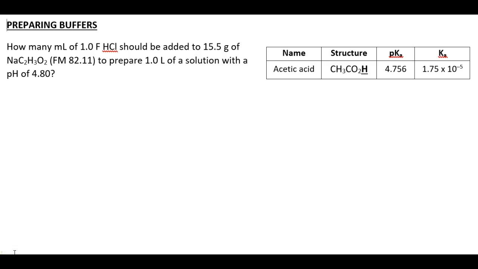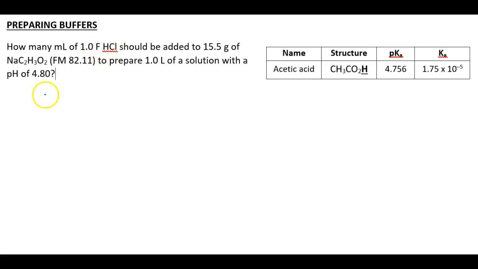So here's the problem. We need to prepare a buffer with a pH of 4.8, and we're going to be using acetate and a strong acid. And when we mix those two together, we're going to get the missing acetic acid. And notice the pKa of acetic acid is very close to the desired pH. So the first step is going to be writing a neutralization reaction.